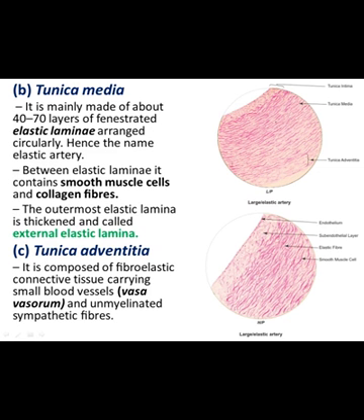Now we take the tunica media. It is mainly made up of 40 to 70 layers of fenestrated elastic laminae arranged circularly. That is why it's called elastic artery. And between these elastic laminae, there are smooth muscle cells and collagen fibers. Then comes the outermost elastic lamina, which is called external elastic lamina, and it is thick.